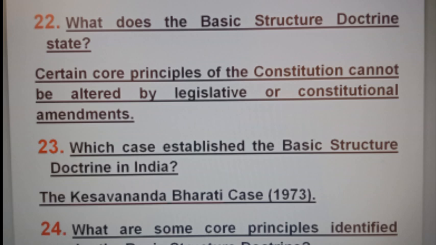Which case established the basic structure doctrine in India? The Kesavananda Bharati case, 1973. What are some core principles identified under the basic structure doctrine? Democracy, secularism, federalism, separation of powers.